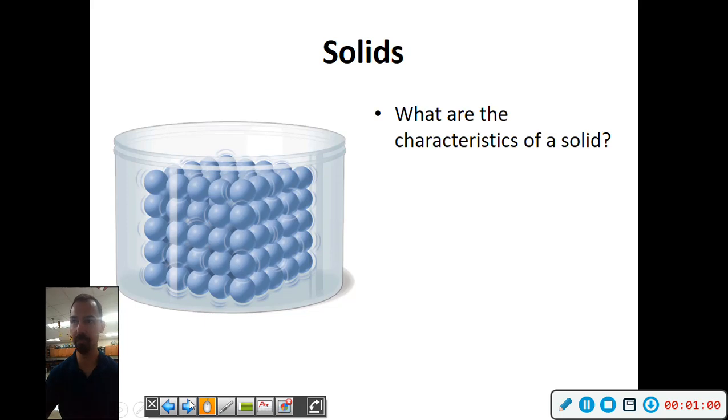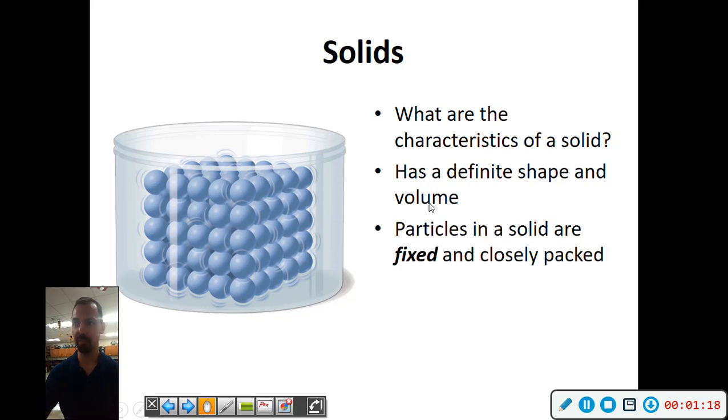So solids, they have a definite shape and volume. You can see the little particles that make it up. They come together in this case, and they're making a cubic solid. In volume, they take up space. In solids, particles are fixed in place and are closely packed. You notice that with solid materials, the particles just wiggle in place and that's it. They don't move around freely. They're fixed in place.